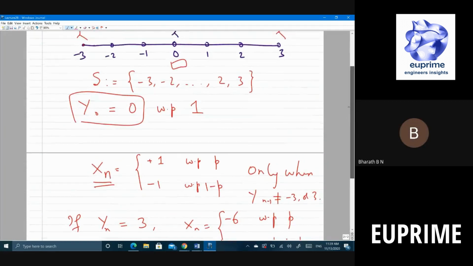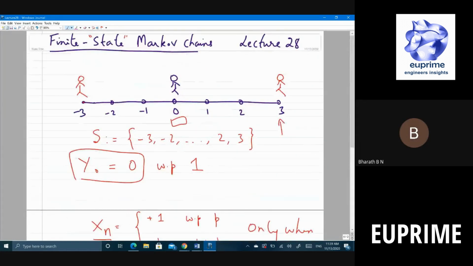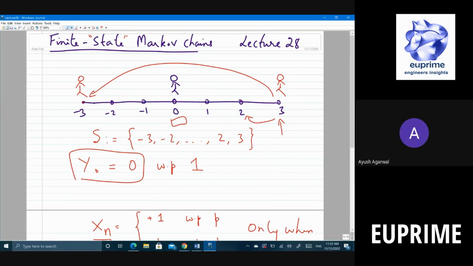For example, if you are in 3, let's say it goes to 2 with probability p, or it goes to minus 3 with probability 1 minus p. That's the definition. That's how I have constructed my chain. If you're not happy with that, you can say you go to 2 or 1 or 2, or you stay back, whatever you can define. So the Xn is defined by us here. It is not being calculated. No, no. Everything is defined. Nothing is calculated.